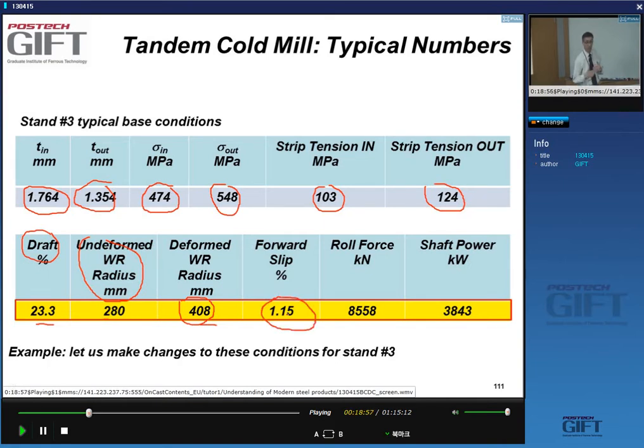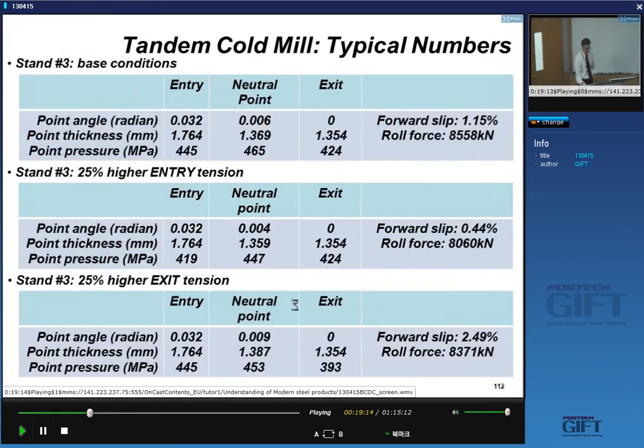And the forward slip is 1%. So the strip has a 1.15% faster velocity than the roll surface. And you see the roll force, and then the power you need to have on the shaft to get this going. So these are the base conditions. Say if we have 25% higher entry tension, so we pull back, we have a force on the strip going backward. What you see is, let's focus on the forward slip and the roll force. The forward slip decreases considerably because you're pulling back the strip, and the roll force also decreases. So it's a good way of reducing roll force.